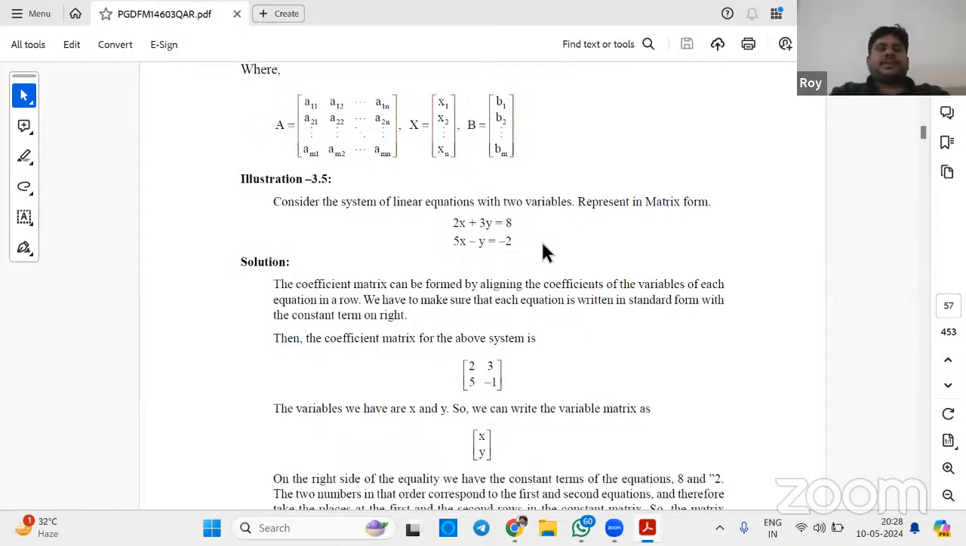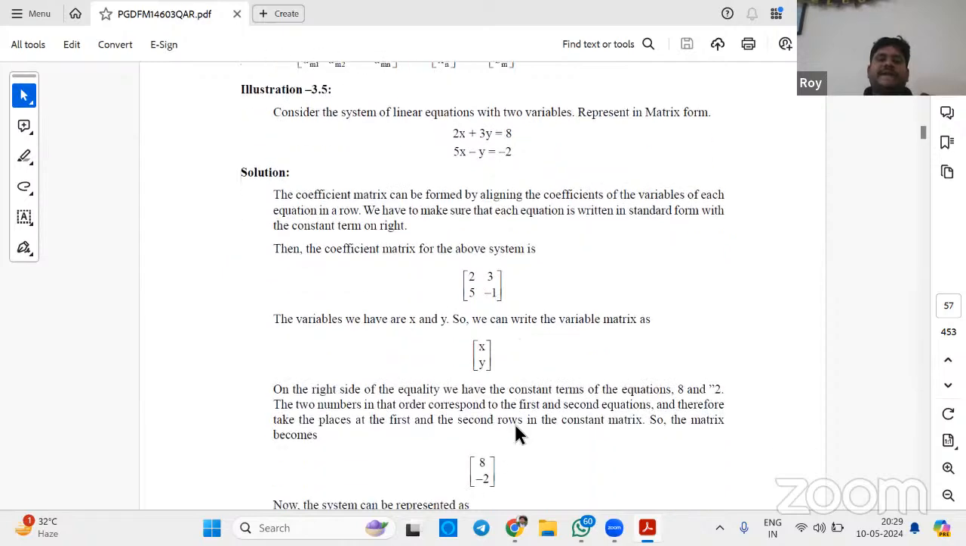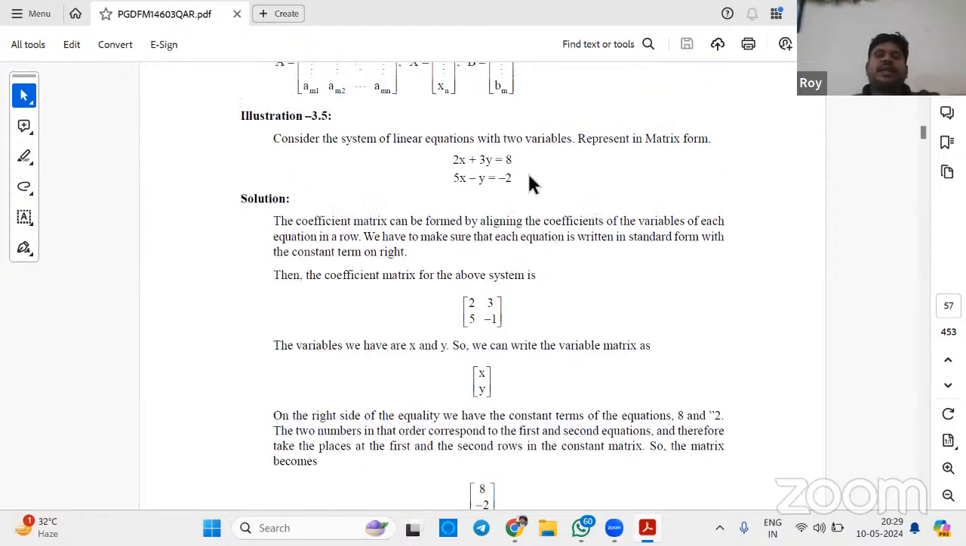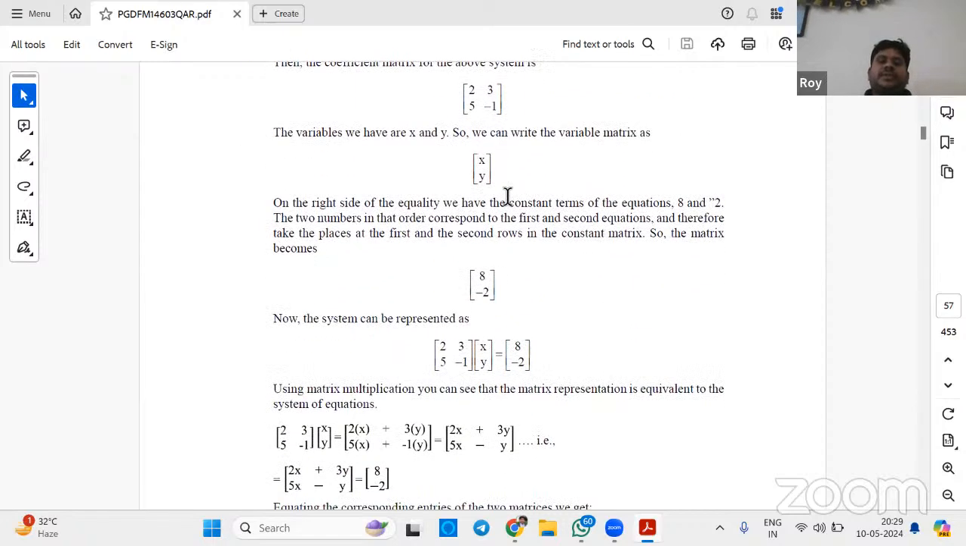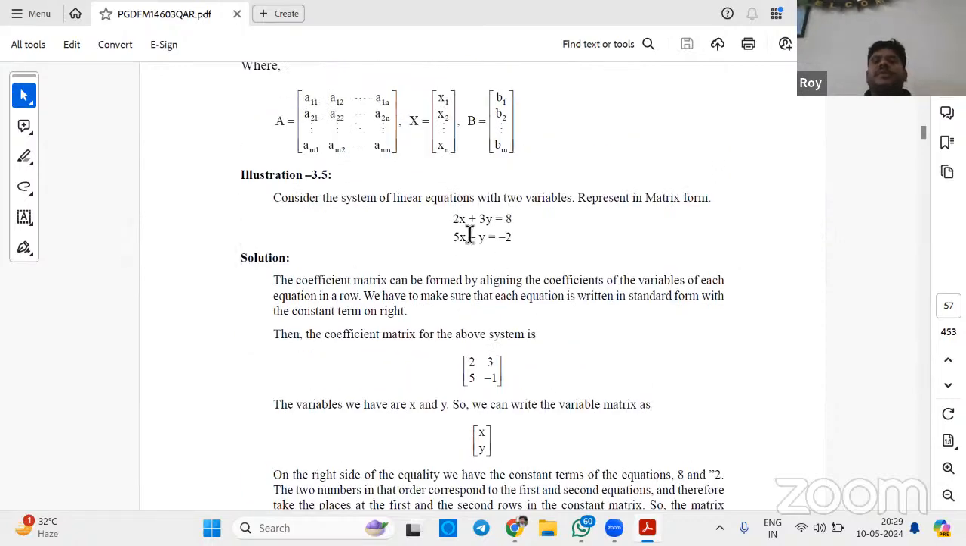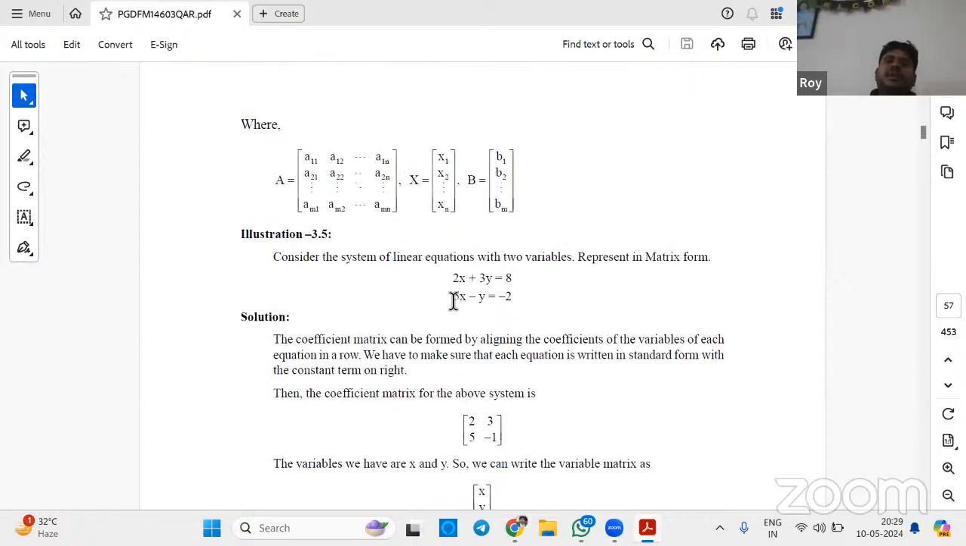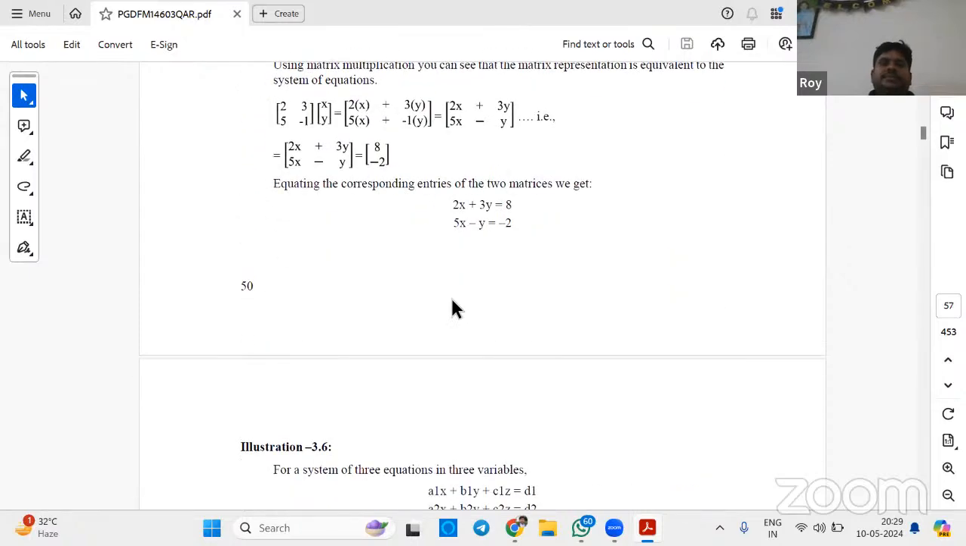Which won't change. Now the coefficient matrix can be formed. The coefficient matrix for the above system can be written as 2, 3, 5, -1, the coefficients of the left side. The variables we have are x and y, which we write as a column. On the right side, we take 8 and -2. Now the system is 2, 3, 5, -1 times x, y is equal to 8, -2. Mostly this is related to some kind of equation only. Understand?